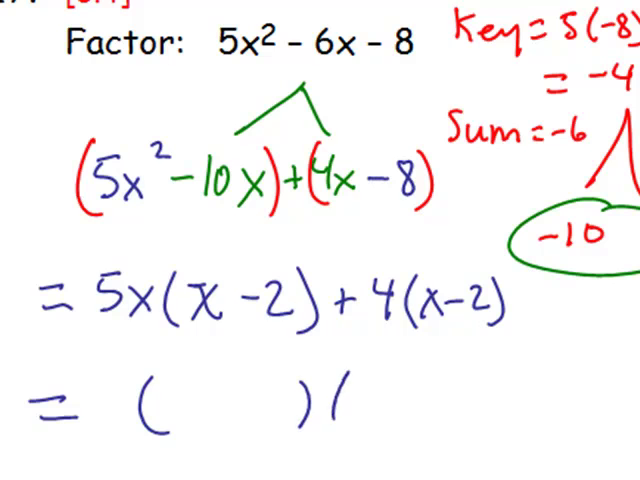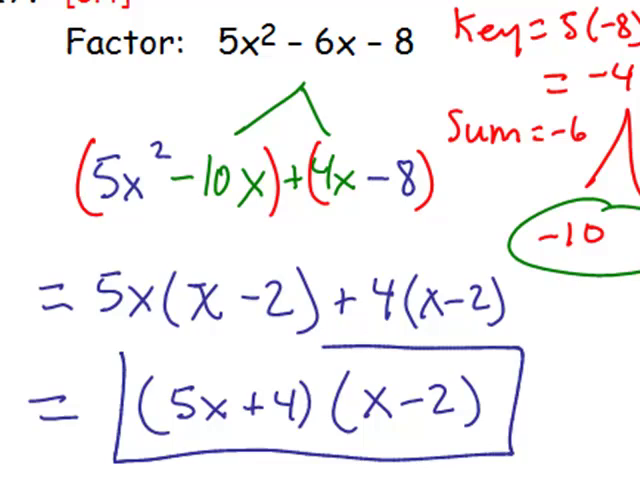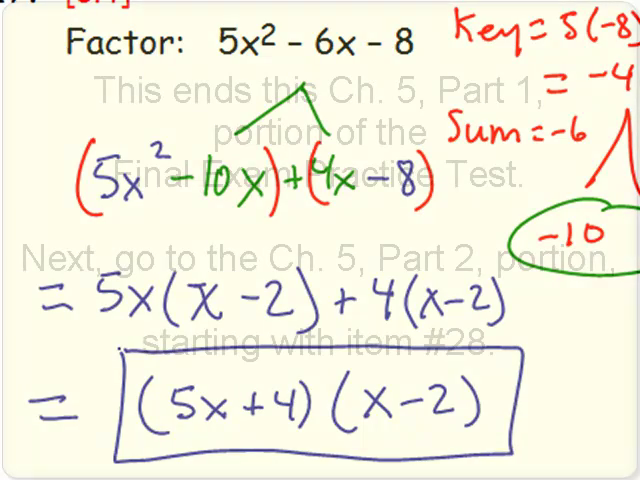Now we can factor out the x minus 2, and we have left over 5x plus 4. And again, we can check our answer using FOIL or whatever other technique you want to use, but we do indeed have the correct factoring.